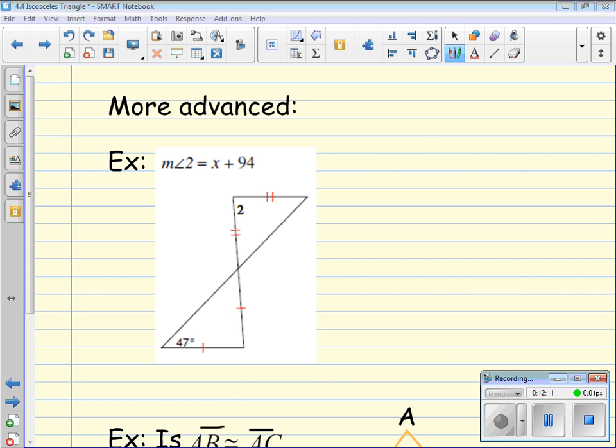Okay, here's another problem. This is a little bit more advanced. See if you can work through this one and do it on your own. Use your arrows to point to things. You're going to have to use some previous knowledge to get a little bit further. Let me challenge you on this one. Put me on pause. Come back and check it.